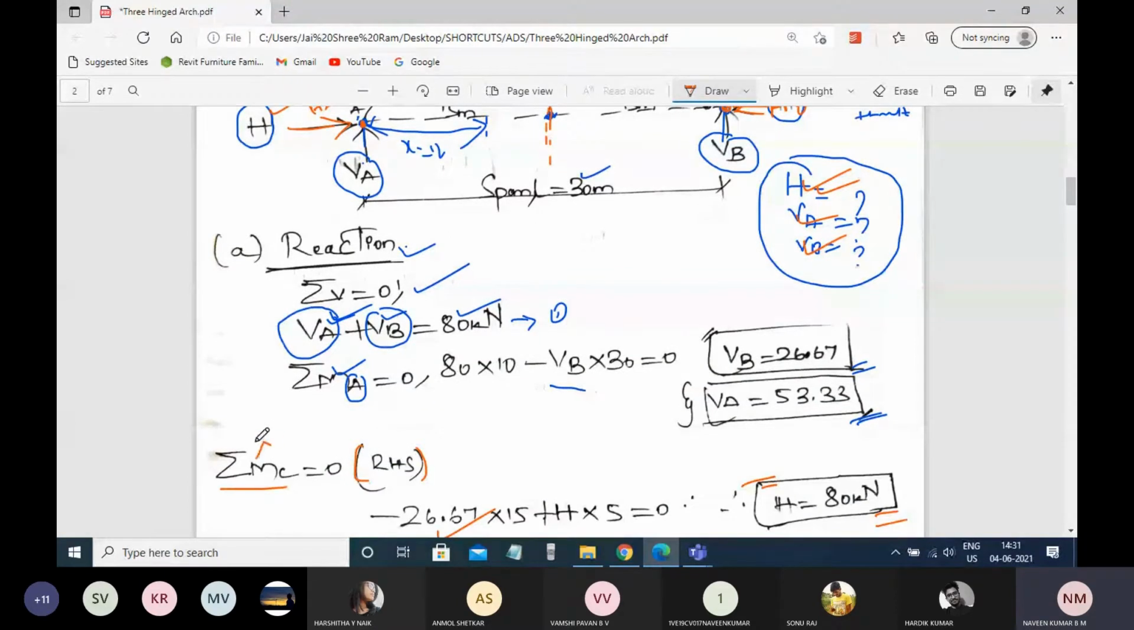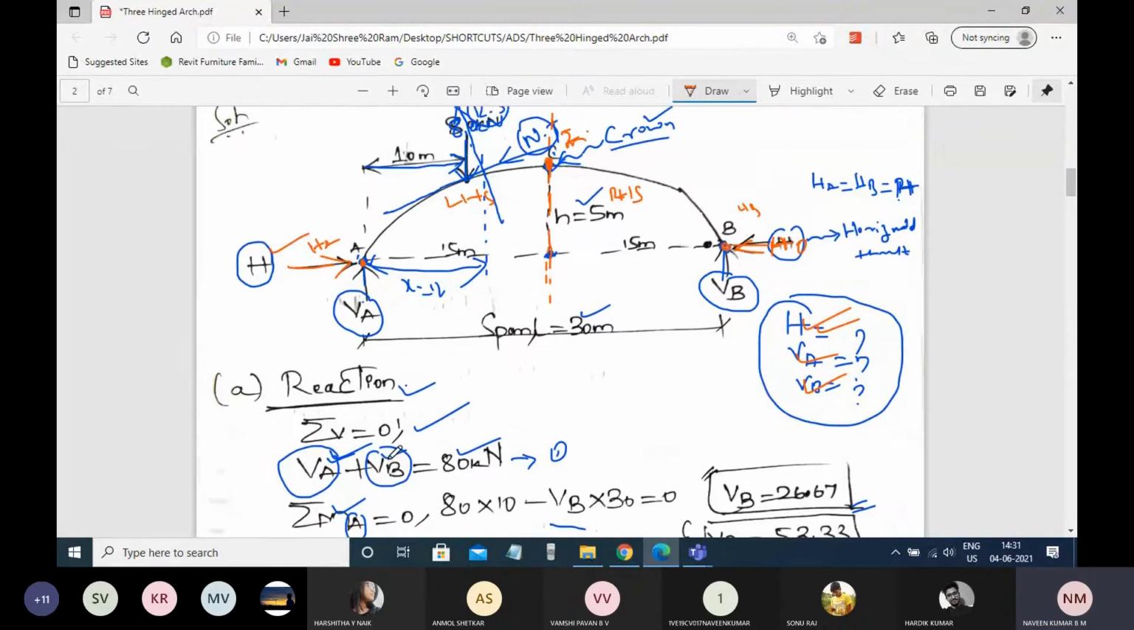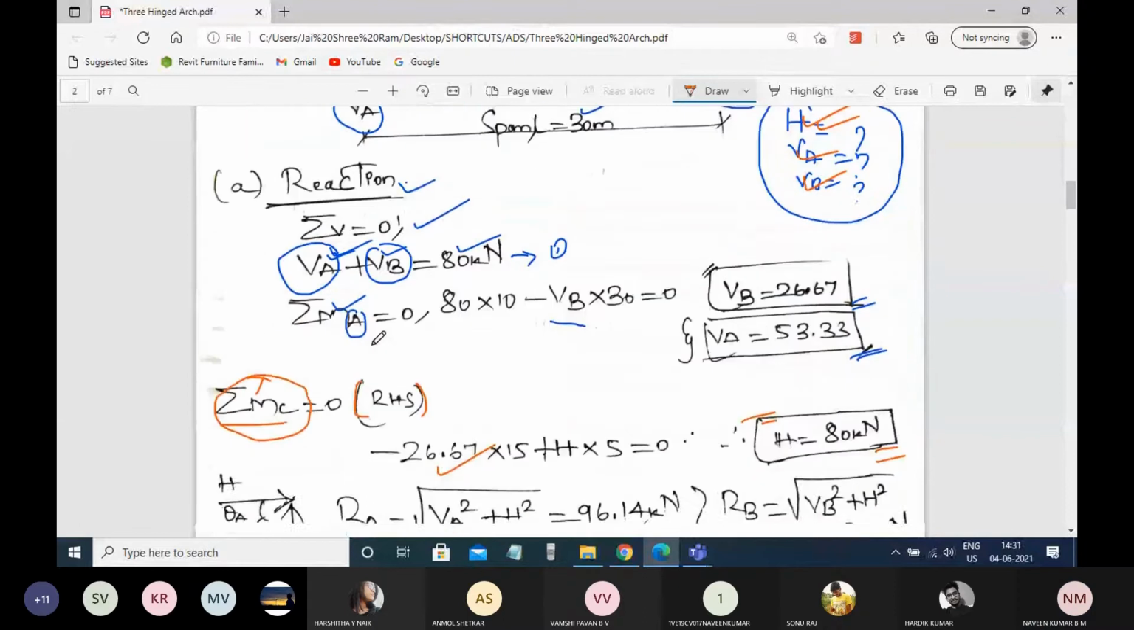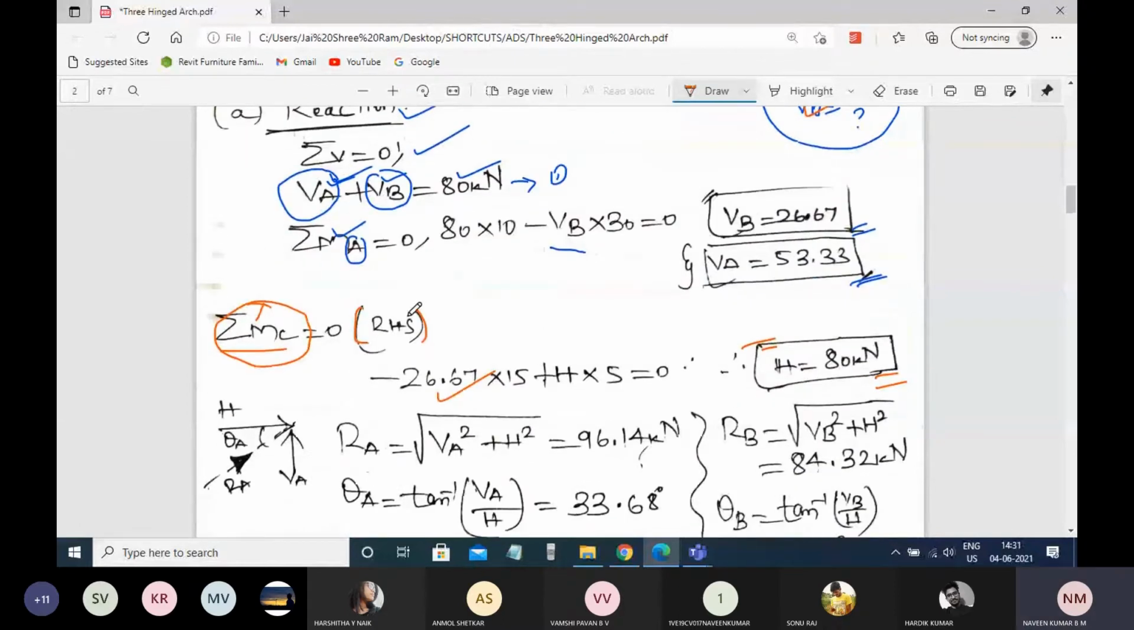But in order to find the horizontal reaction, you need to consider moment at C. Why moment at C? Because if I consider moment at A or B, H is acting at point A, and H is acting at point B, so moment at these points will be 0 due to horizontal thrust or horizontal reaction. Again, only one side if you consider, that is more than enough, because H at A and H at B remain the same.